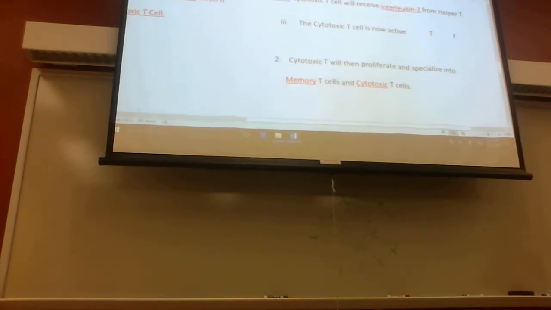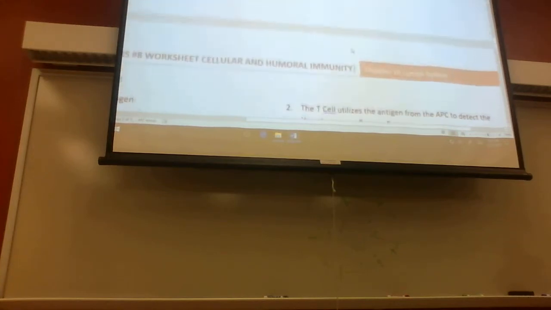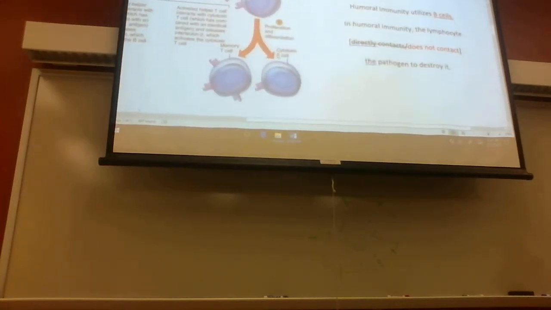And then step 5, which is under that: cytotoxic T will then proliferate and specialize into memory T cells and more cytotoxic T cells. If you look at your picture, you can see step 5, it says 6 up here, but your cytotoxic T cell will then proliferate and differentiate into memory T and cytotoxic T. Does that make sense?